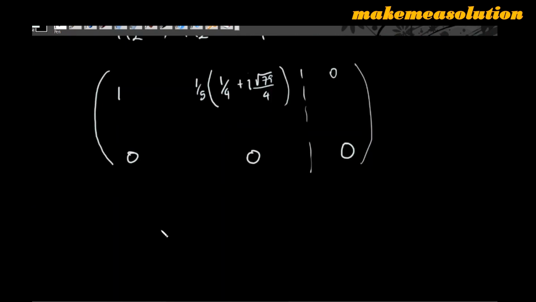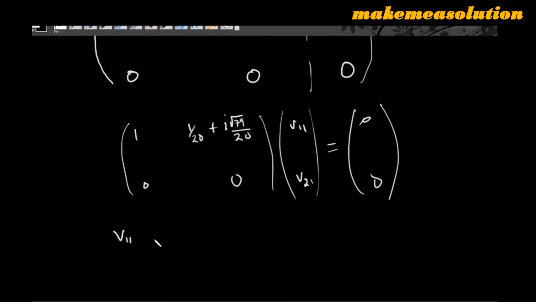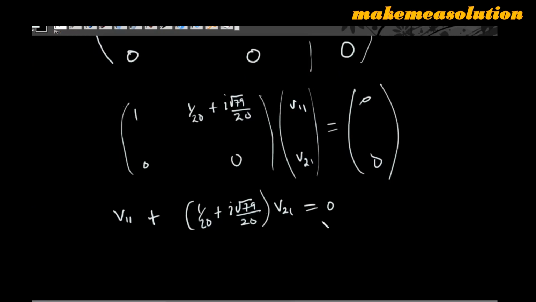So this now gives us an edge. As we can see, if we write it again back in the form, we know we'll have 1 and distribute this 1 over 5, you're going to get 1 over 20 plus i root 79 all over 20, like this. And you now have 0 0, and you now have your v11, v21, and you now have 0 0. So this makes it easy for us to say that when you open the bracket, 1 times v11 is 1, then plus 1 over 20 plus i root 79 over 20 into v21 is equal to 0.